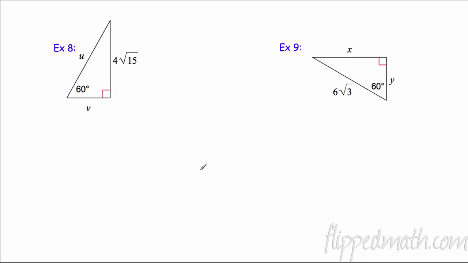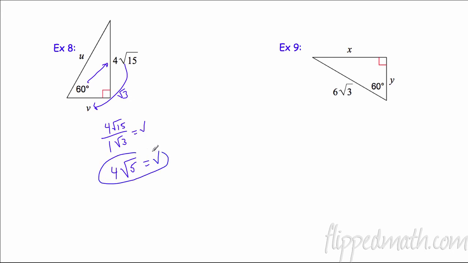Let's look at this one. I have across from 60. So I want to get to the short side first. To get to the short side, I am going to divide by radical 3. So 4 radical 15 divided by radical 3 is going to give me my short side. And inside the radical, I can just divide. 15 divided by 3 is 5. I have nothing on the outside of the radical, so it's like a 1. 4 divided by 1 is 4. So my short side is 4 radical 5.